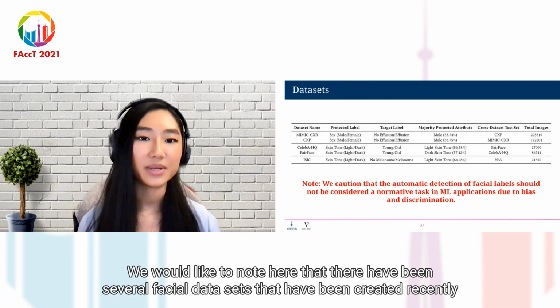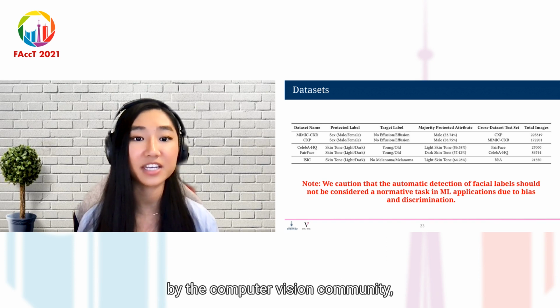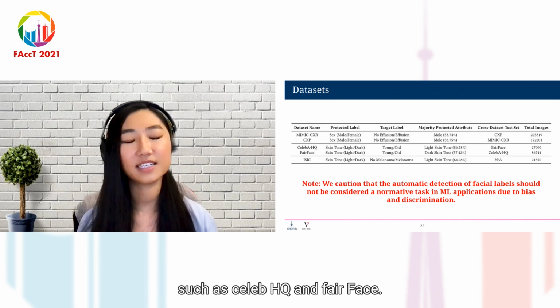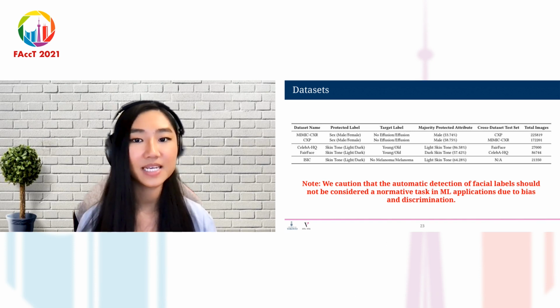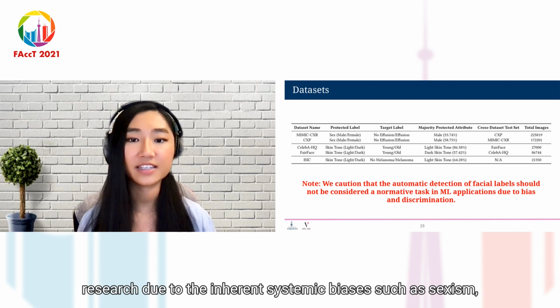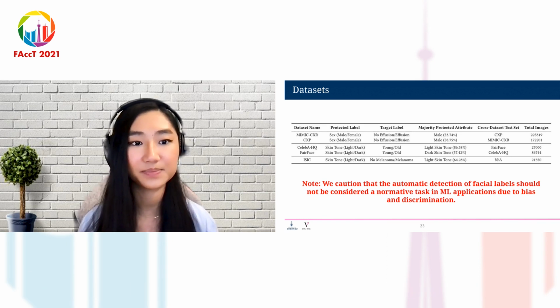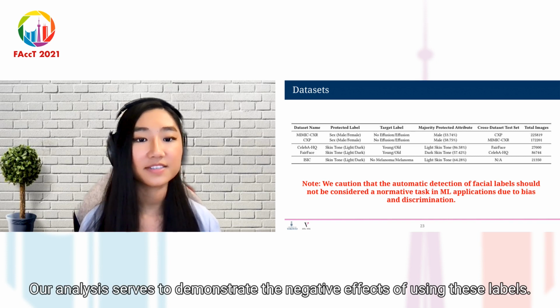We would like to note here that there have been several facial datasets that have been created recently by the computer vision community, such as CelebA-HQ and FairFace. The collection and use of these datasets has led to concerning and unethical research due to the inherent systemic biases, such as sexism, racism, colorism, and ageism from the collection of these images and their labels. Our analysis serves to demonstrate the negative effects of using these labels.